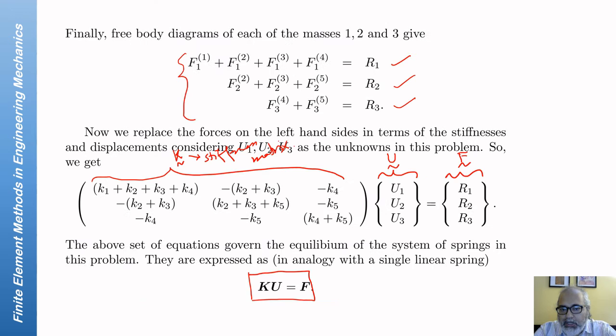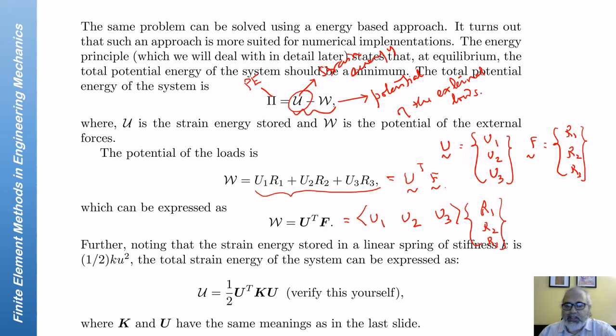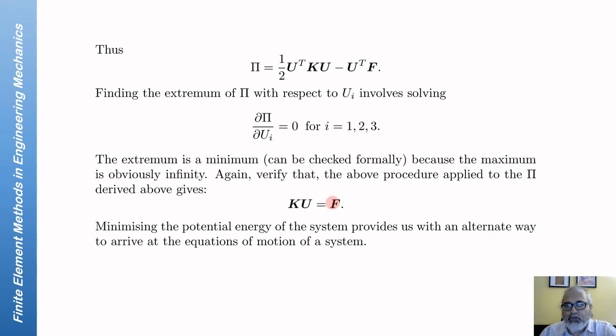Now, you are going to verify that U is indeed equal to half u transpose k u. So then pi is half u transpose k u minus u transpose F. So this is what pi is.